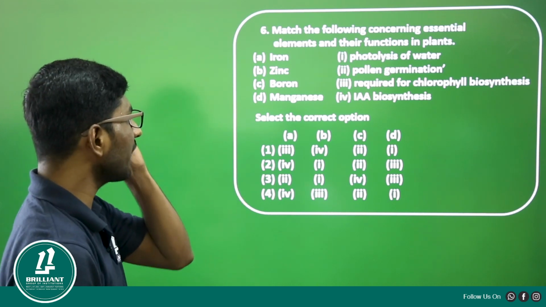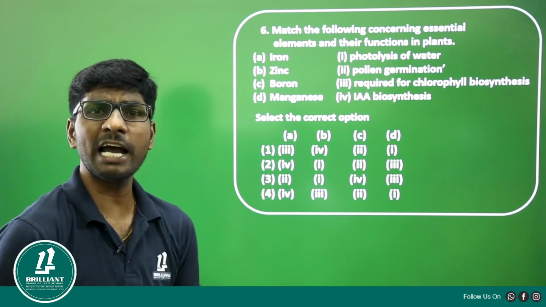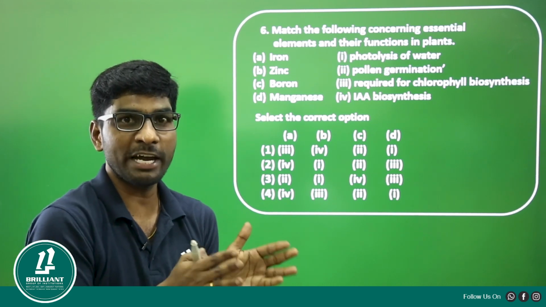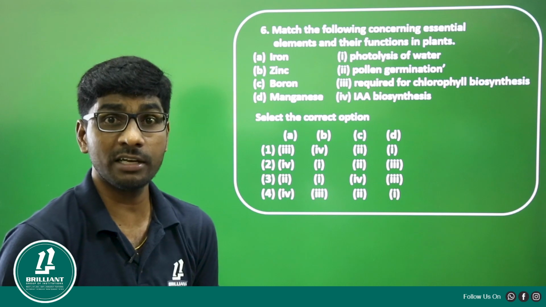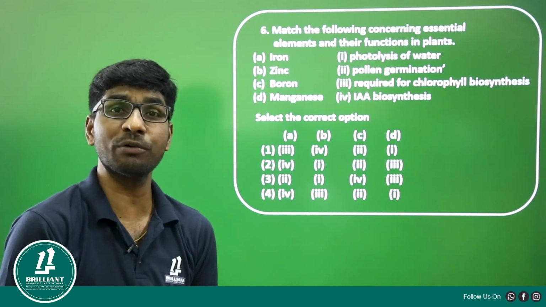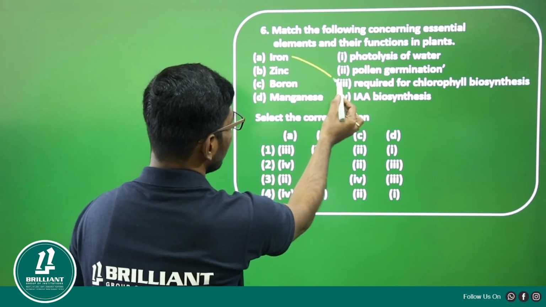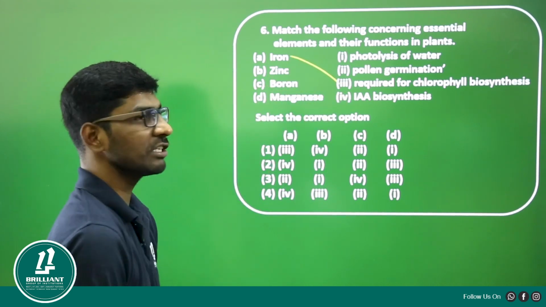So look at the first one, iron. As we know when we talk about micro and macronutrients, iron is essential for the synthesis of chlorophyll. Yes, so iron is essential for the chlorophyll synthesis.